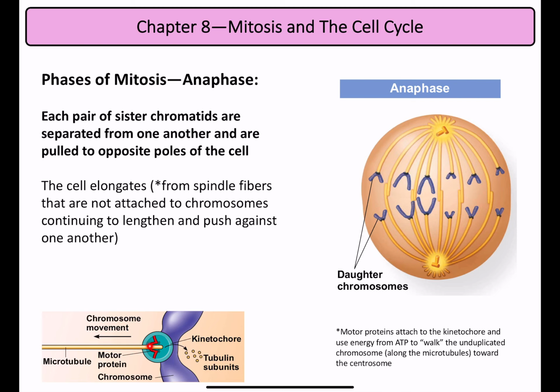And as it walks that chromosome back, the microtubule filament gets degraded and starts to get chopped up. So those filaments start to shorten. So it's kind of like reeling in a fish on a fishing pole, and the line is the microtubule filament. The fish is the purple chromosome.